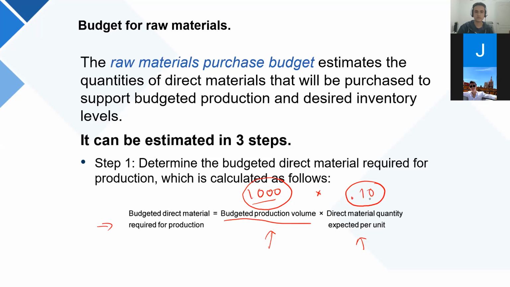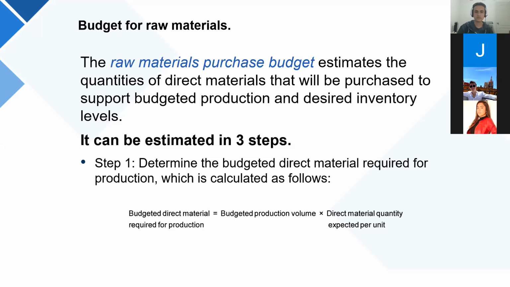That's the first part. And the question here is, do we have this information inside the raw case, inside the problem scenario? Yes. It's a question for everyone. Yes, we do have it. We have the production budget. We just did that last class, and we also know how much of each raw material we need per each product. So we do have these two pieces of information. We can do the first step.